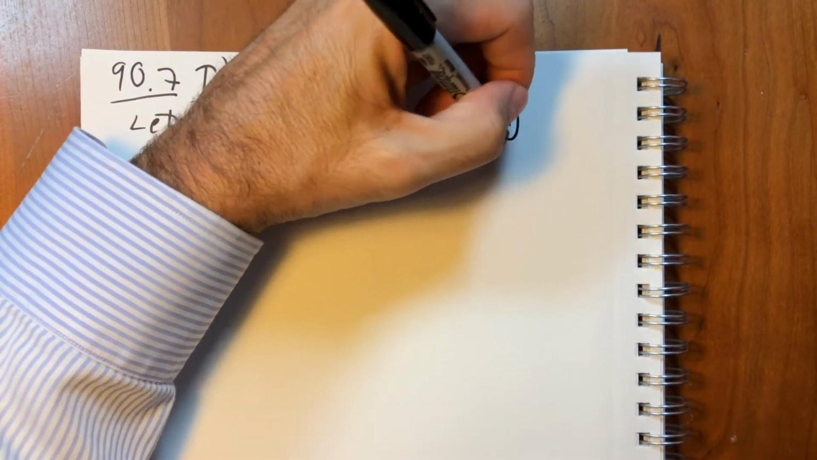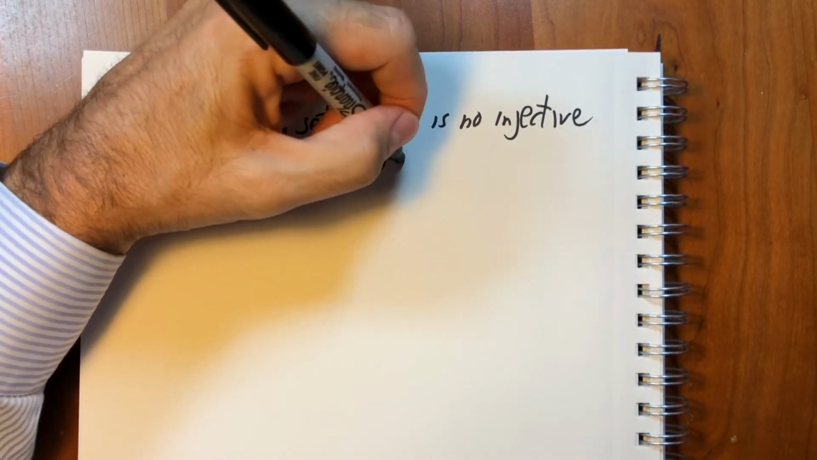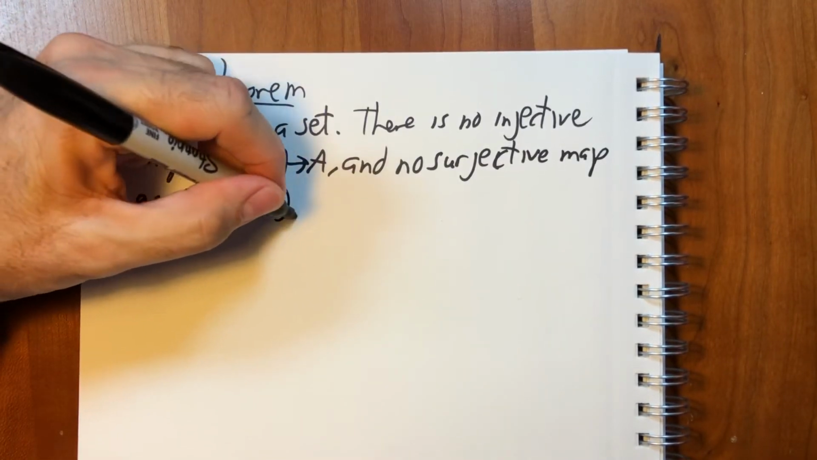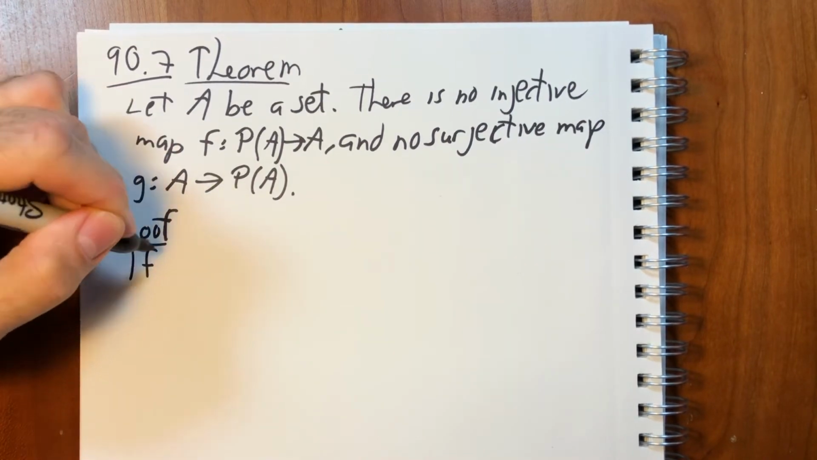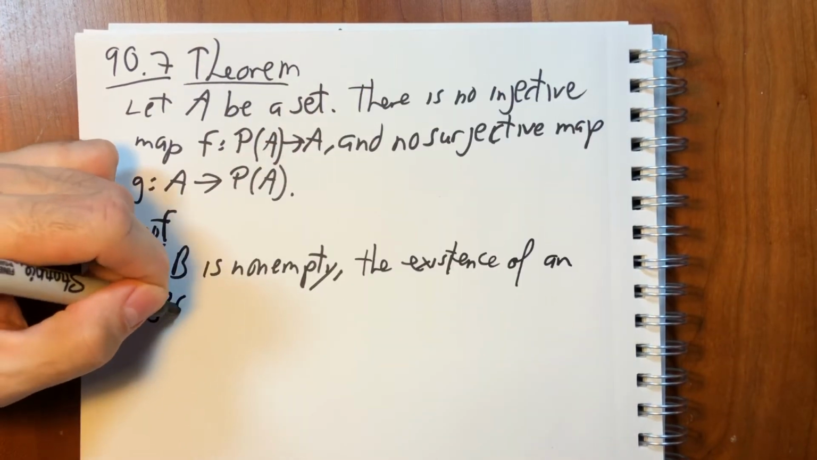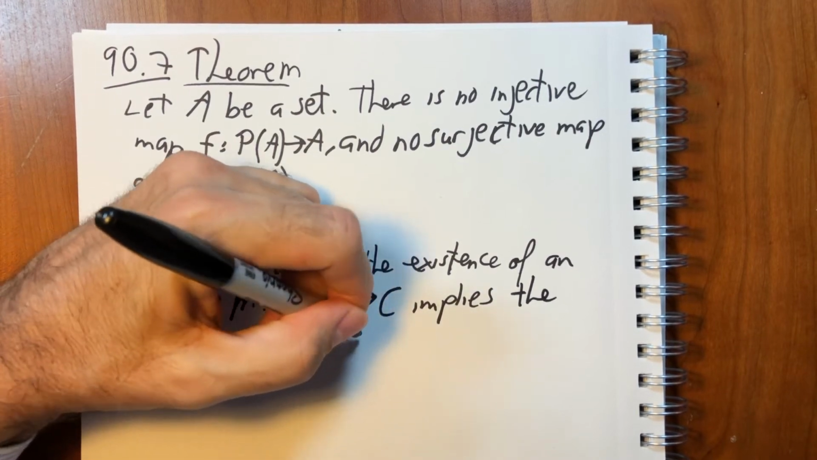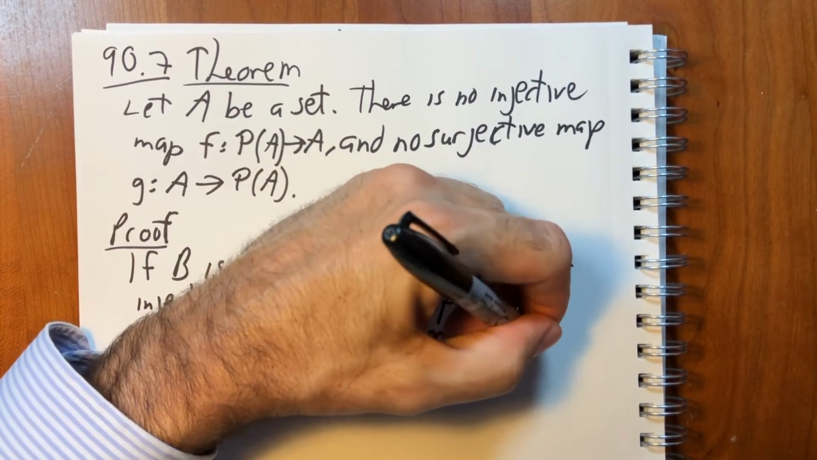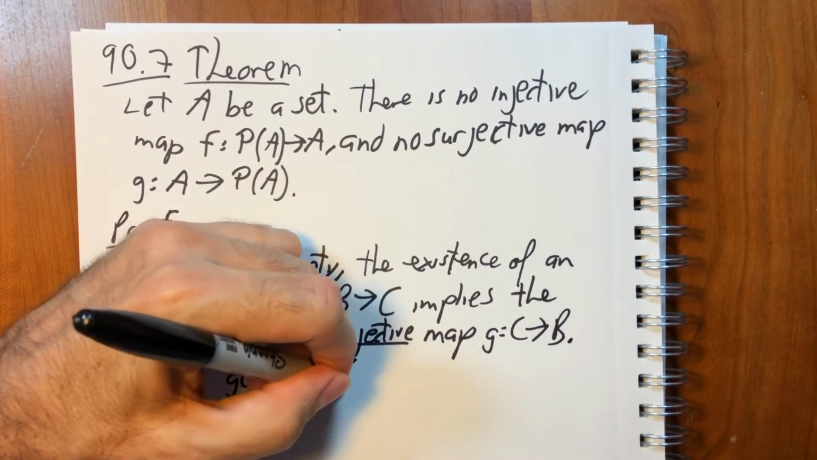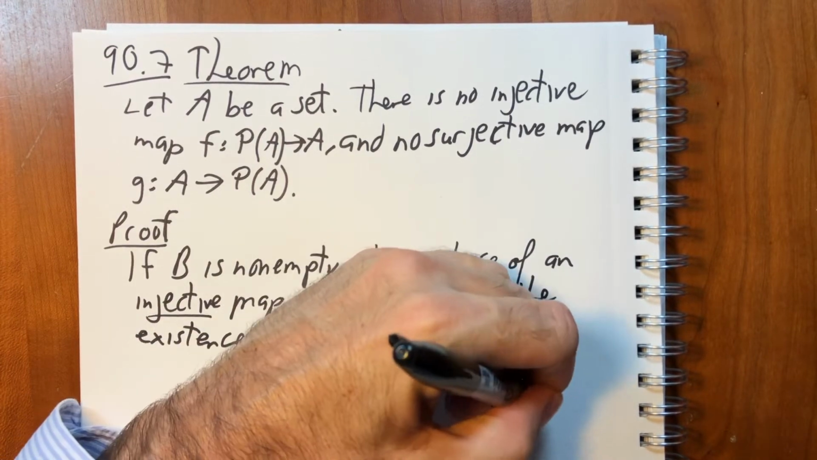Let A be a set. There is no injective map F from the power set of A to A, and there is no surjective map G from A to the power set of A. Okay, so the first step of this proof is almost like a lemma. If B is non-empty, then the existence of an injective map F from B to C implies the existence of a surjective map G from C to B. So the way we do that is we define G of c to be the inverse of F for each c in the image set of F, and then just define G arbitrarily for everything else.